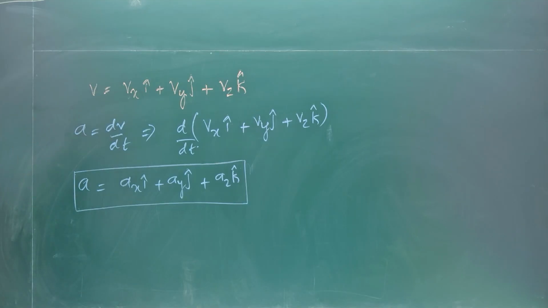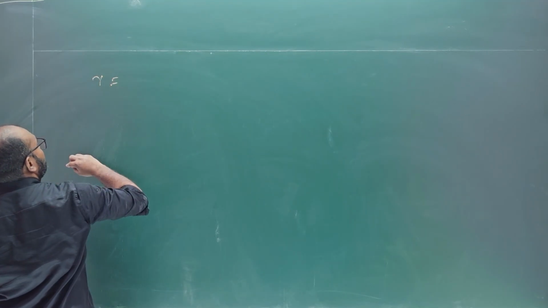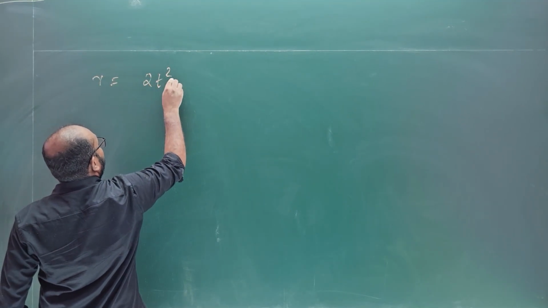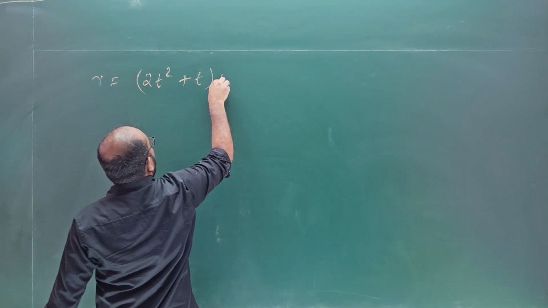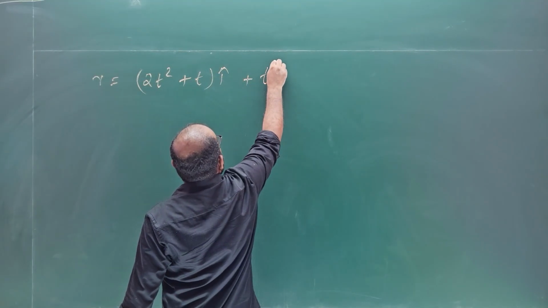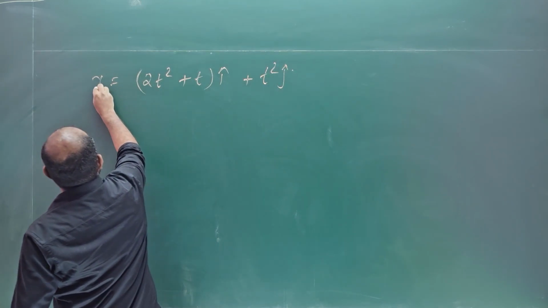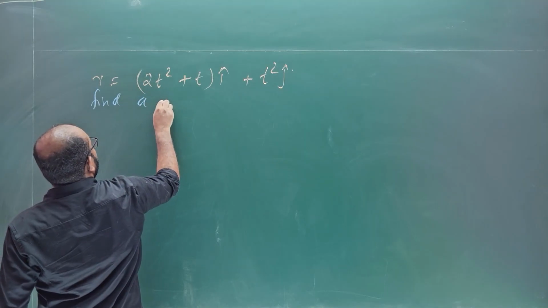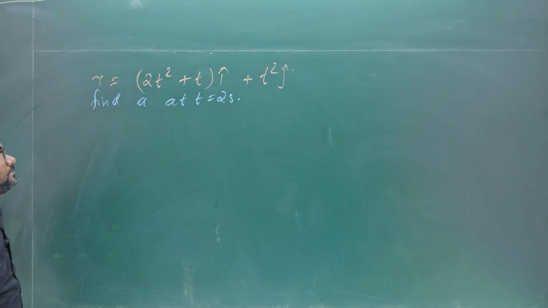Okay, now write on this first. Next question is given like this: r is equal to 2t square i cap plus t square j cap. Find acceleration at t equal to 2 seconds.